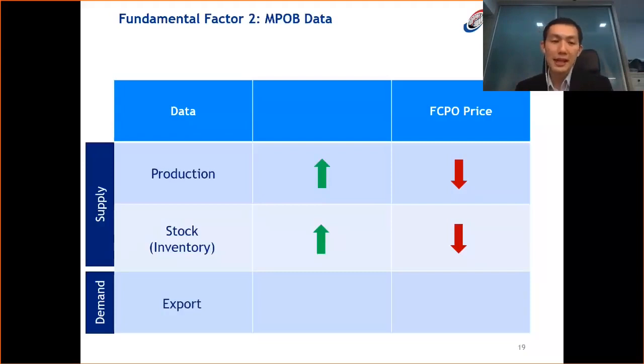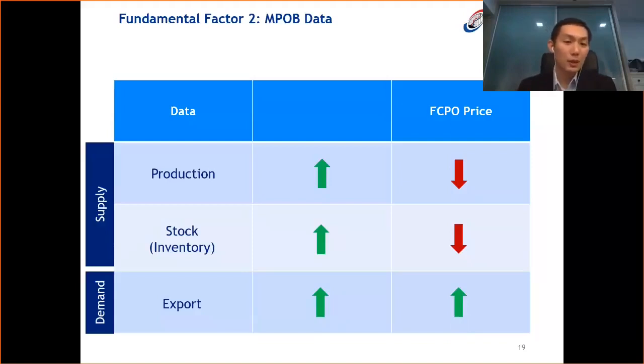So export is considered your demand factor. Malaysia is actually the second largest exporter of CPO after Indonesia, and we are the producer of CPO. So that's why we sell CPO and we export it out from our country. So let's say when the export is higher, what does it actually mean? Back to the demand factor, higher export means demand is getting higher. There is a rising demand. So higher demand means the price is expected to go up. So these are the three important MPOB data that you need to take note of, and the cause and effect.